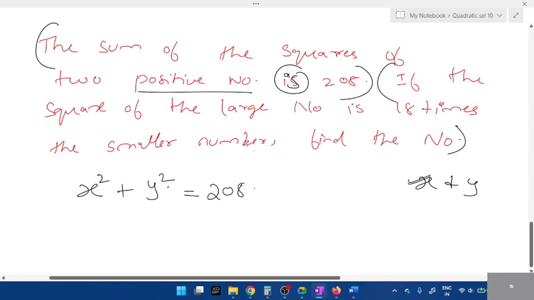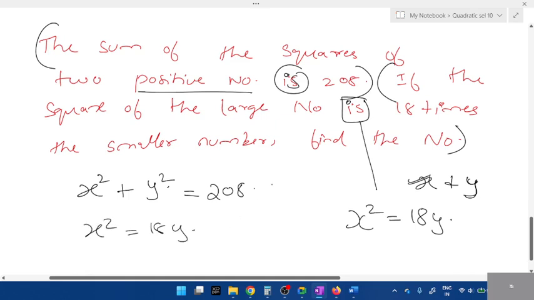What do you mean by this? If the square of the larger number, x square, is equal to how many times the smaller number? 18 times. If x is the bigger number, which is the smaller number? Y, right? Y is the smaller number. 18 times the smaller number means 18 times is multiplication, 18y. This is the second equation. X square is equal to 18y. So this is the first equation, this is the second equation.